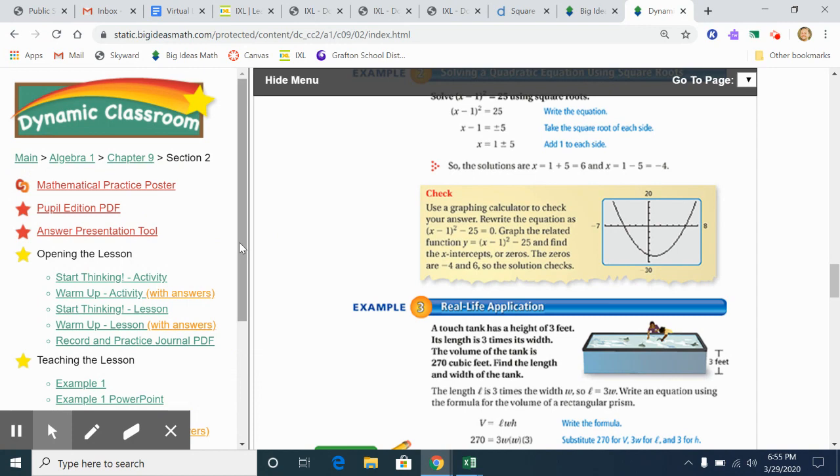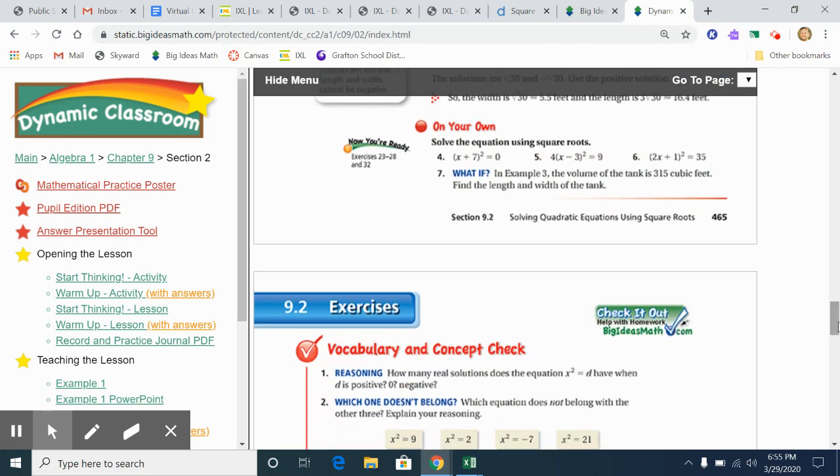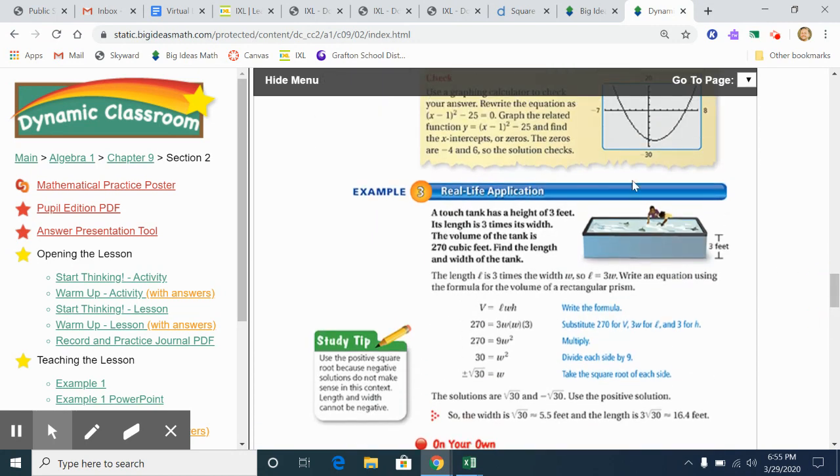Hopefully that makes sense. So what you guys are going to do at this time is just complete a couple problems on this lesson. Hopefully this made sense to you guys. If you have questions, as always, I will be in the discussion thread in Canvas.